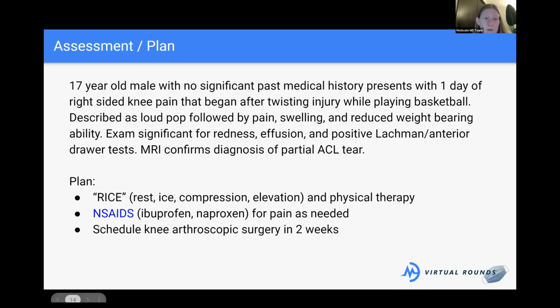This patient would potentially be a good candidate for surgery. I just wanted you guys to know that not everybody gets surgery.